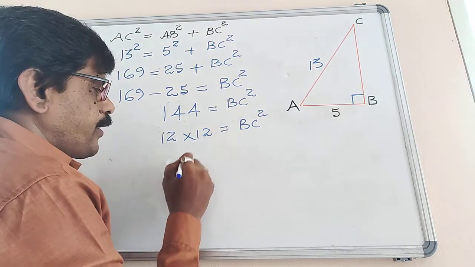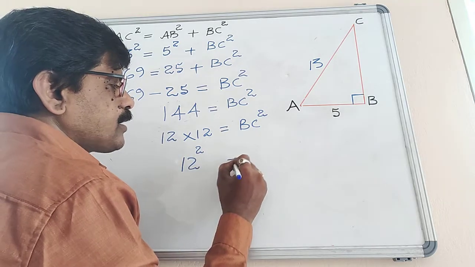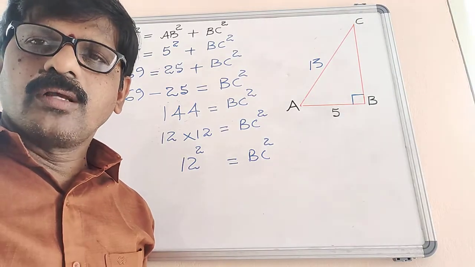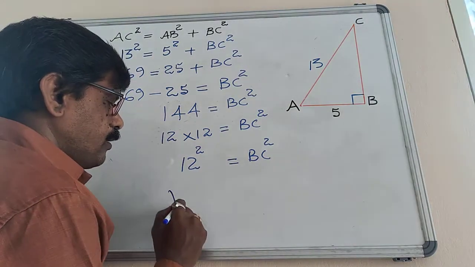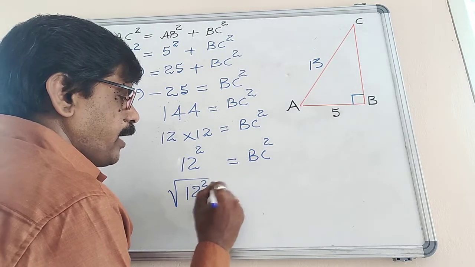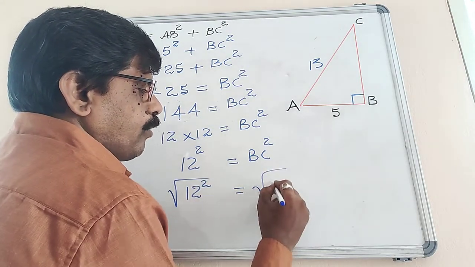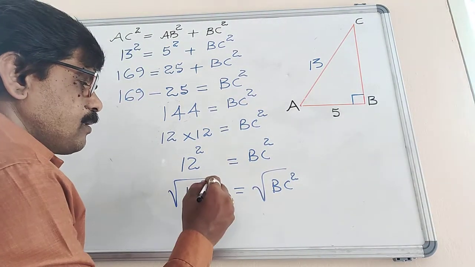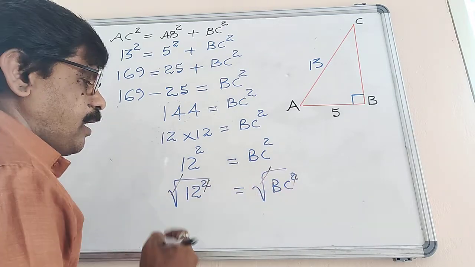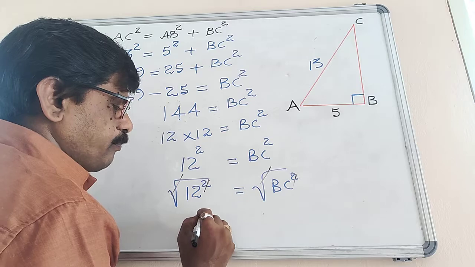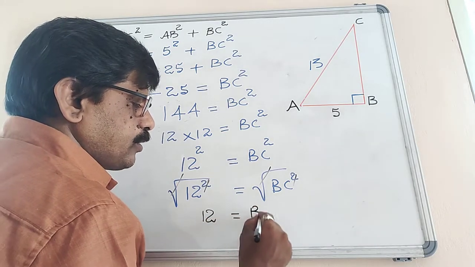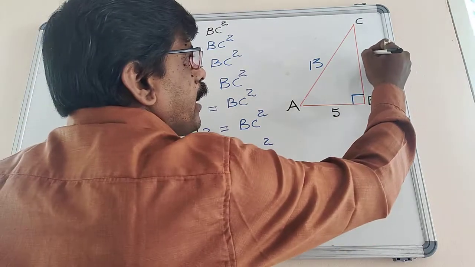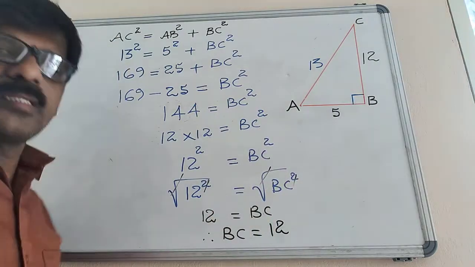12 into 12 can be written as 12 square equals BC square. Now taking square roots on both sides, 12 equals the square root of BC square. Now the squares are cancelled. The remaining is 12 equals BC. Therefore BC equals 12. Now we can write the value of BC is 12.